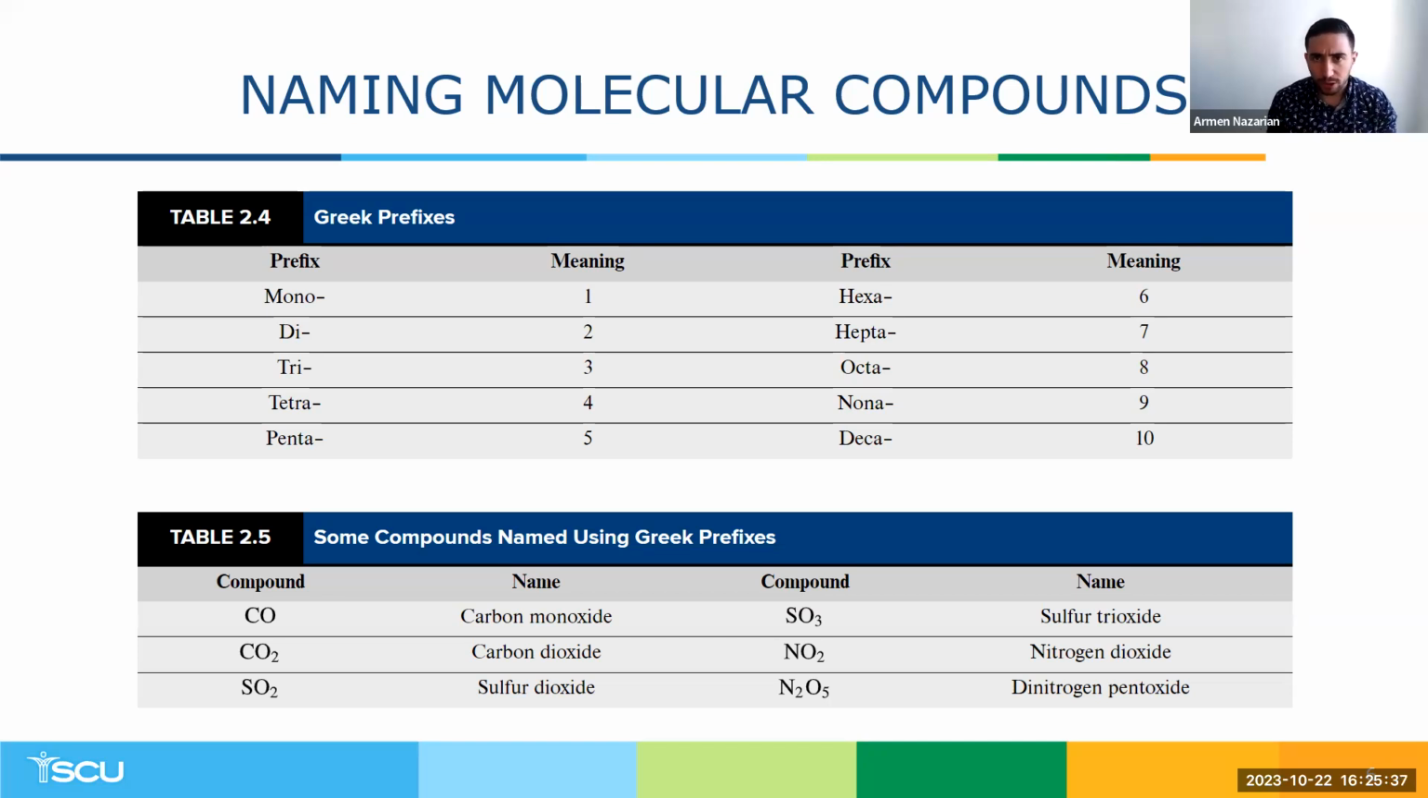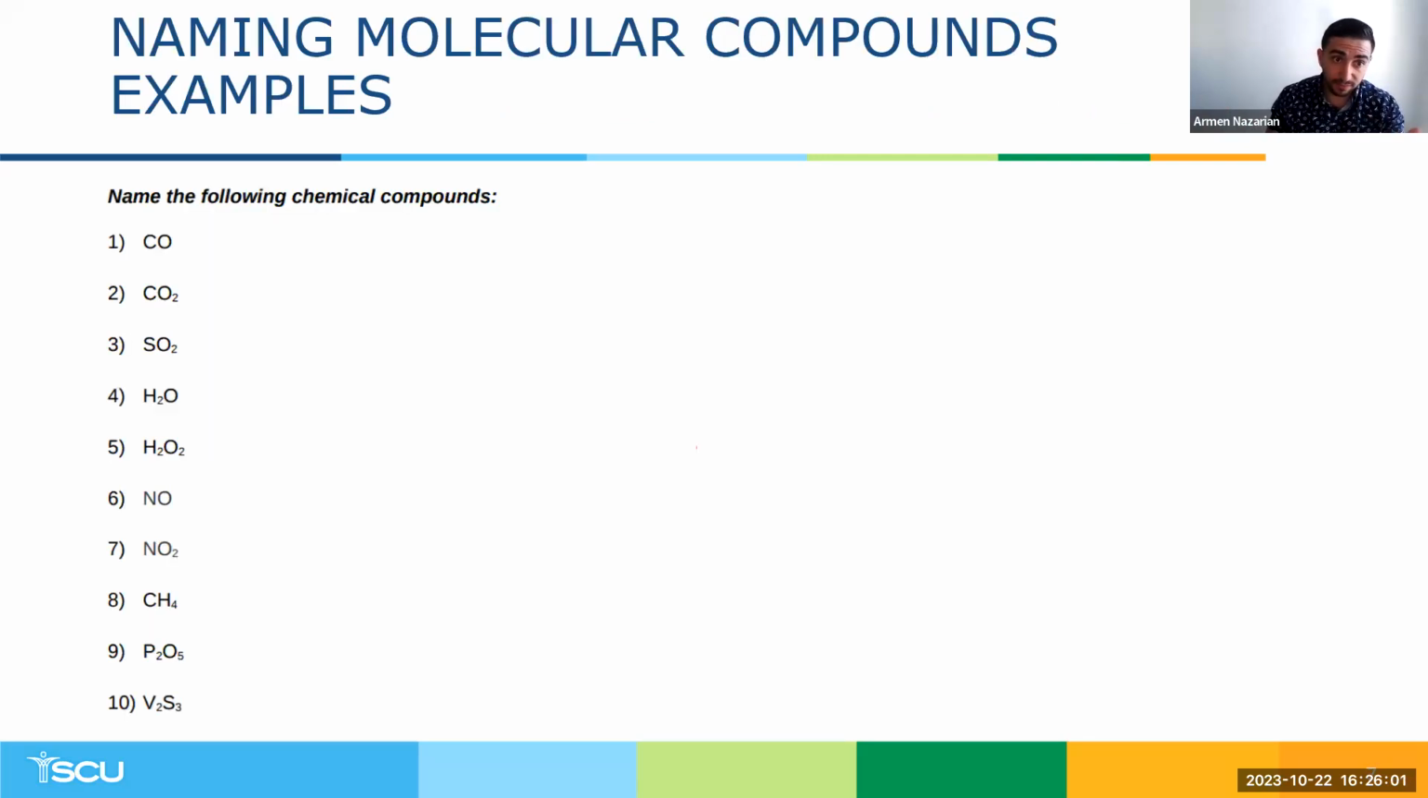How do you tell a molecular compound from an ionic compound? Very simple. If you don't see any ions that are constituting that compound, and you only see non-metallic elements, then that most likely is a molecular compound and follows the molecular compound naming rules versus the ionic compound nomenclature rules. We can test ourselves by naming the following compounds.